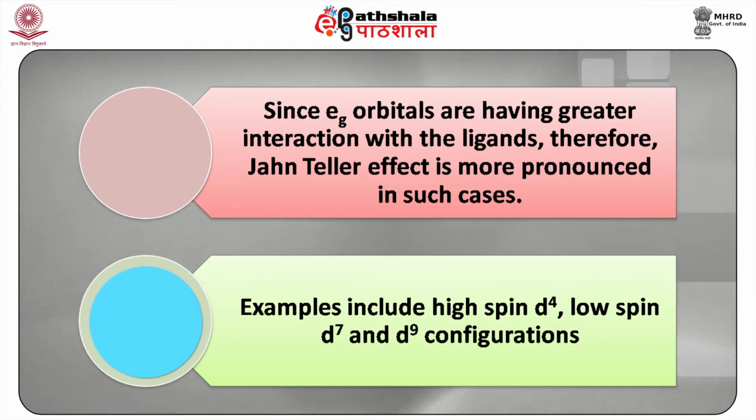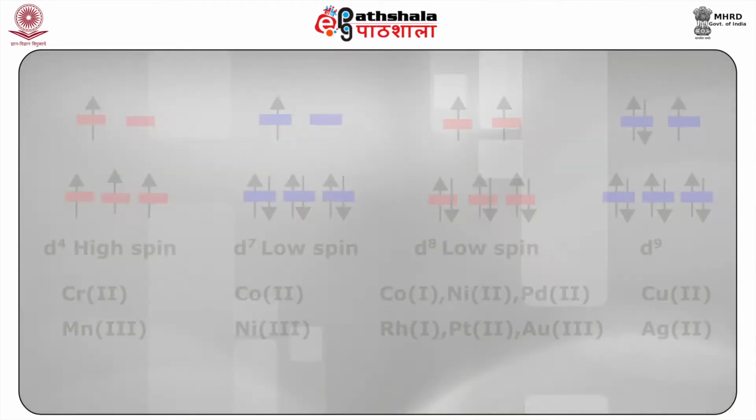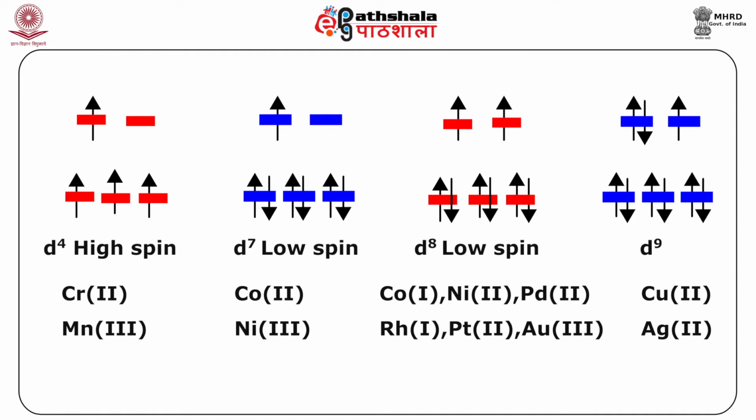Examples include high spin d4, low spin d7 and d9 configurations. The distortion in case of octahedral complexes is also called tetragonal distortion. This has been shown in figure.